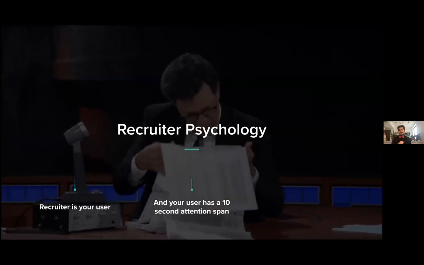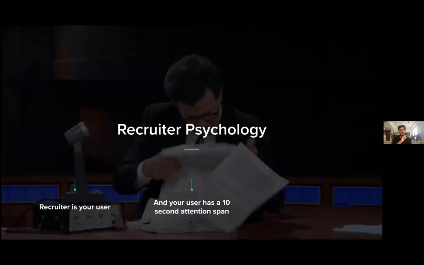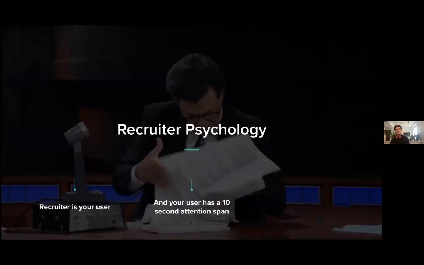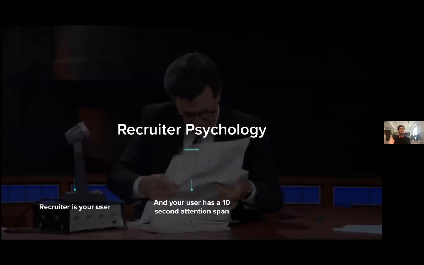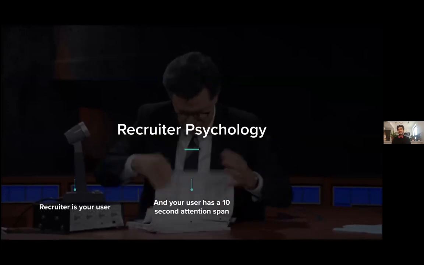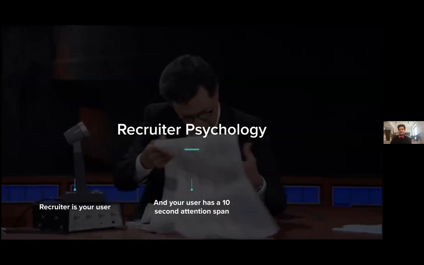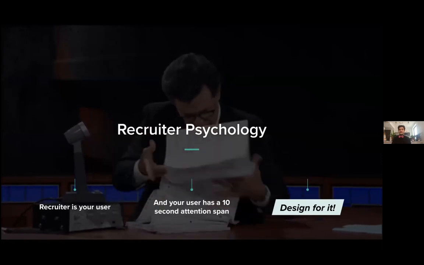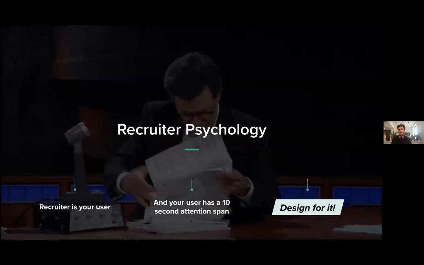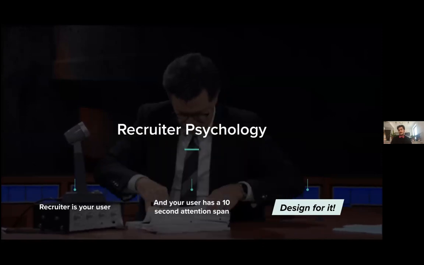You will see people that come from X company, a recruiting platform, come to your portfolio, look at it for 10 seconds, maybe click one project, and then bounce off. So be aware that your user has this limited time span that they're looking at your site, and design for that. This is your user, take those constraints.